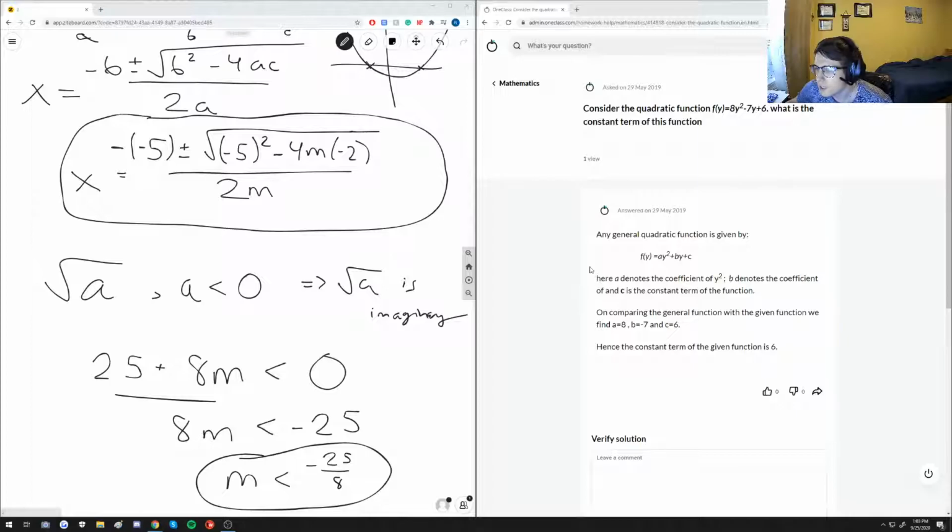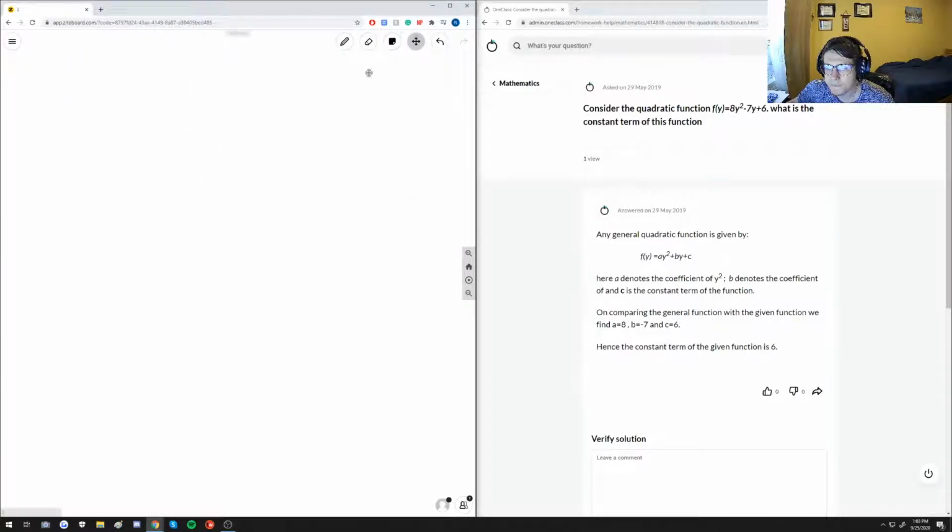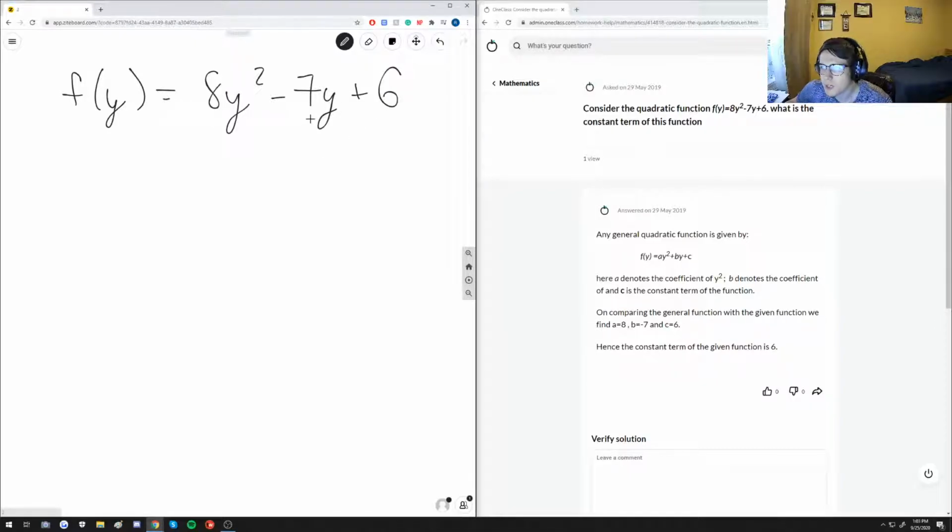All right. Moving on to this next question. We consider the quadratic function f of y is equal to 8y squared minus 7y plus 6. And we want to know what is the constant term of this function. Okay, so simple enough of a question.